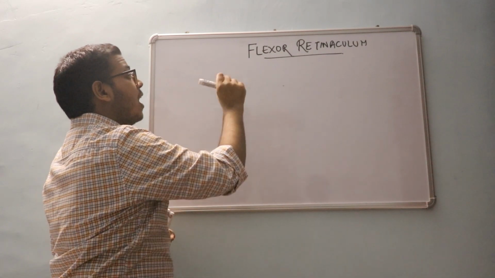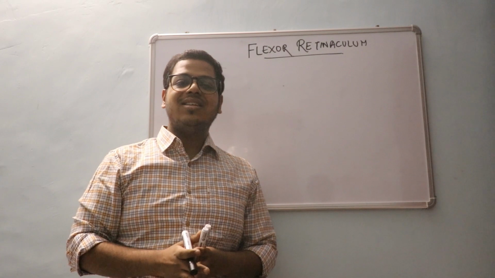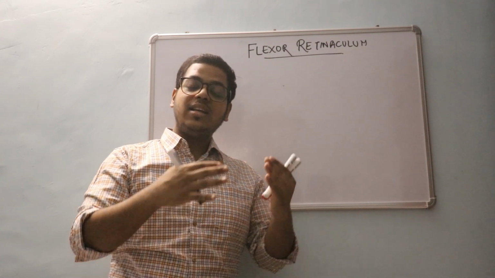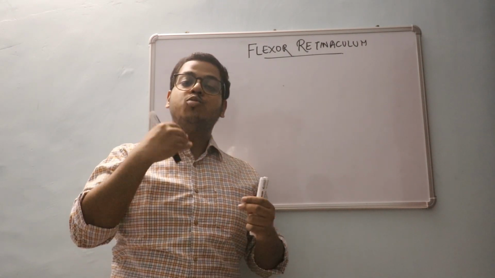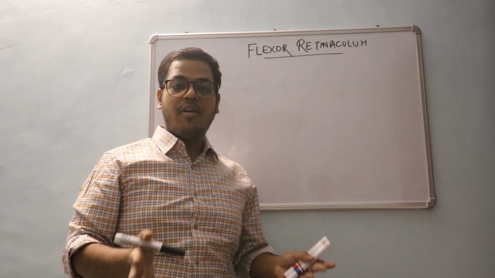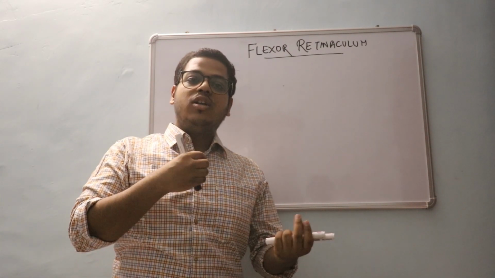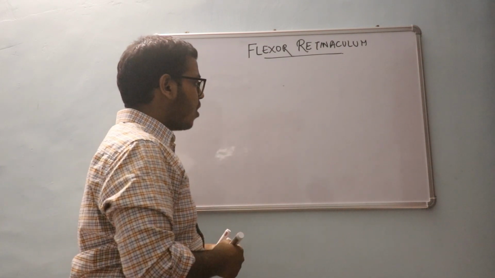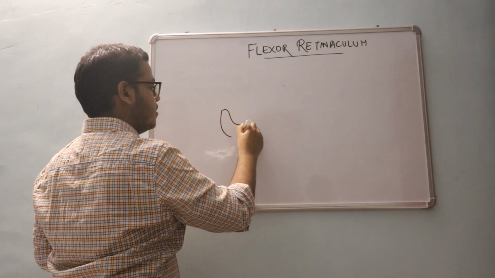Now I'll make a structure and we will mainly discuss the relations of the flexor retinaculum, that is, the structures that are passing below the flexor retinaculum and above, or superficial to, the flexor retinaculum. That is our main concern, and through that we can get to know the names of the major forearm muscles. Okay, so let us draw a diagram and then we will be able to understand easily.